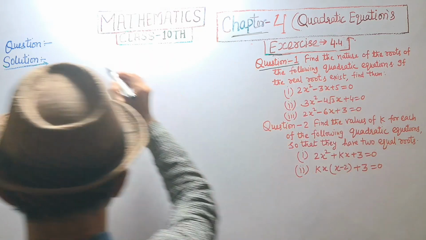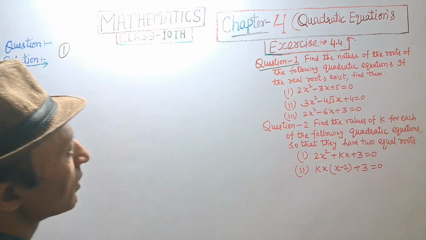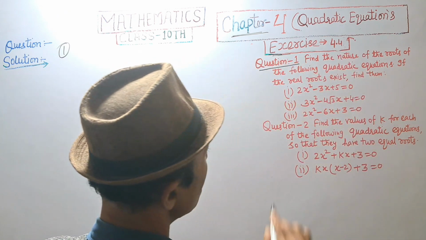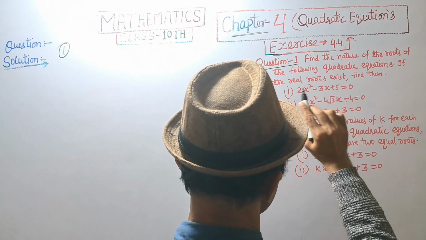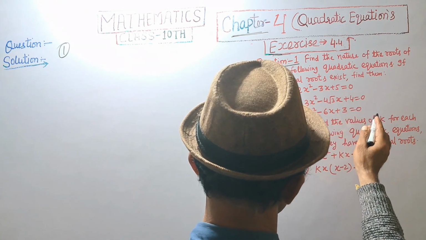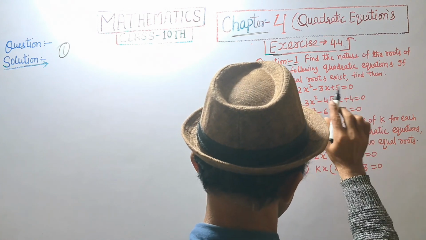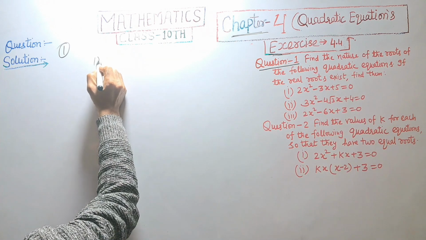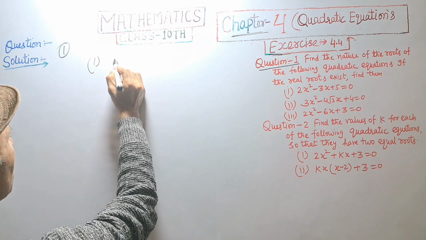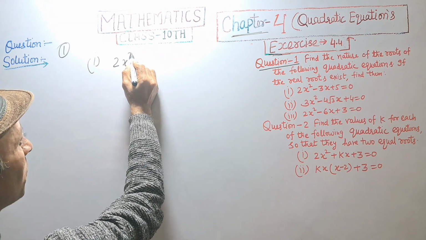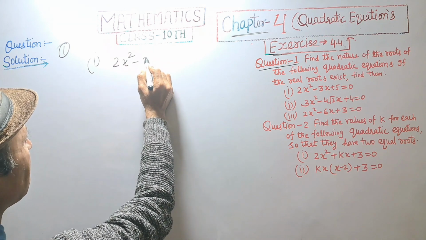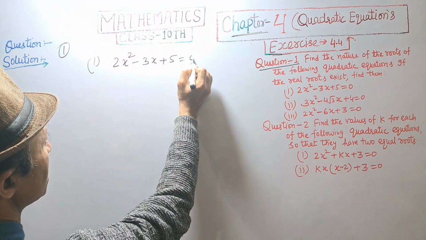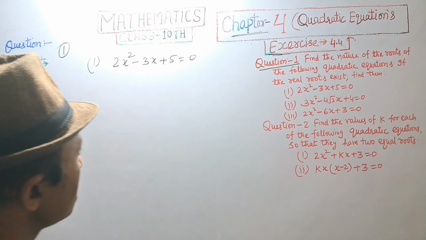Question number 1. Exercise 4.4. Question number 1. Find the nature of the roots of the following quadratic equations. If the real roots exist, find them. First part, given 2x raised to power 2 minus 3x plus 5 is equal to 0.